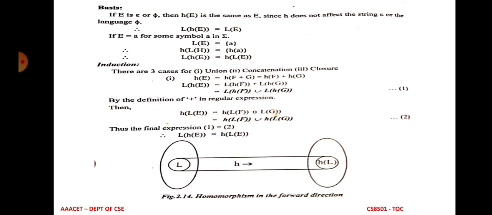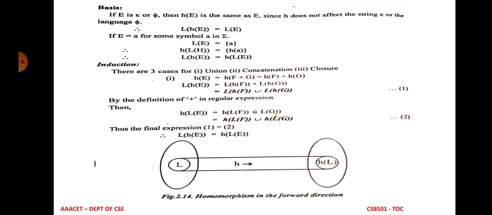So you can see this diagram here. L is a regular language because it is accepted by finite automata. So h of L means the homomorphism function is applied to the particular language. L is the language, the homomorphism function is applied to it, and it is denoted by h of L. This is in the forward direction. If the direction is backward, then it is called inverse homomorphism.